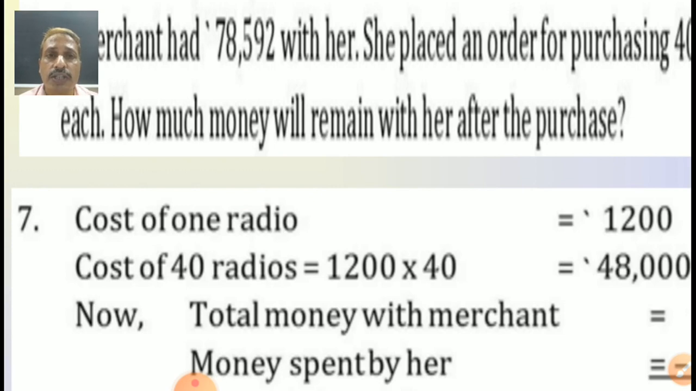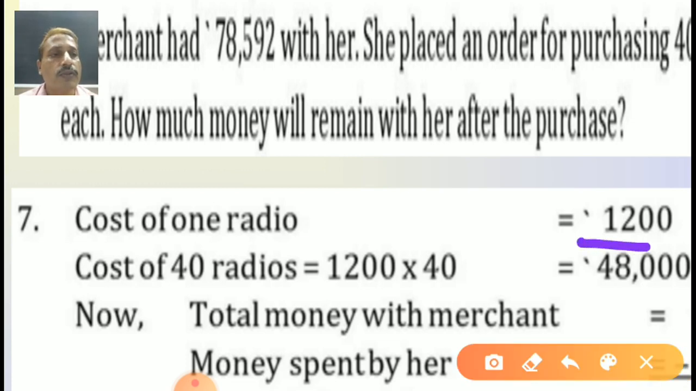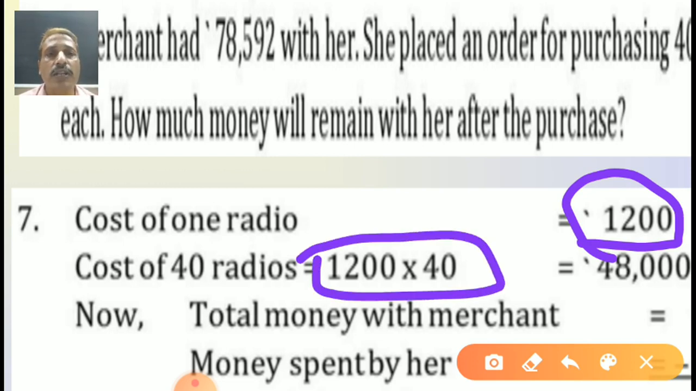Students, very interesting question. They are asking more than one question in one question. Think and write the answer. First of all, what is the cost of one radio? Yes, rupees 1200. And what is the cost of 40 radios? We have to multiply, addition or subtraction? Yes, it is very easy. This is the multiplication.